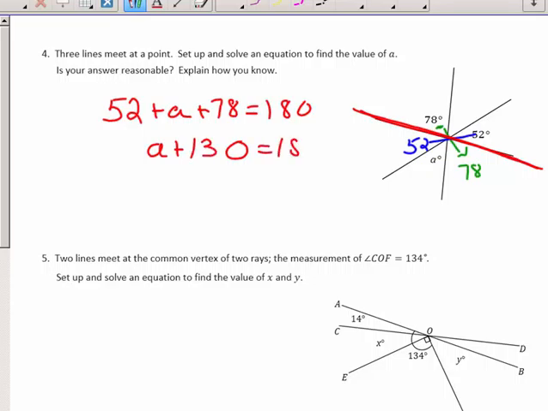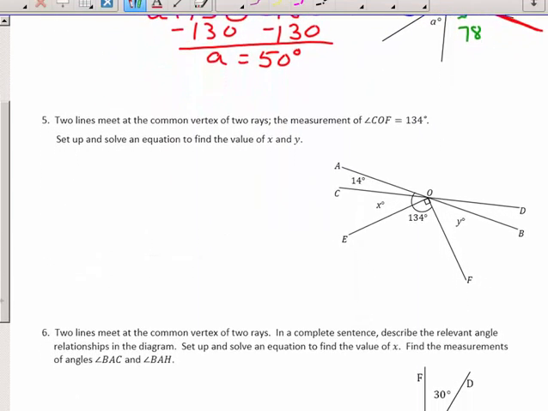130 equals A plus 130 equals 180. Subtract 130. So we know A has to be 50 degrees. You could have, again, put another A here, and you could have added them all up and had it equal 360. You still get A is equal to 50 degrees, though.